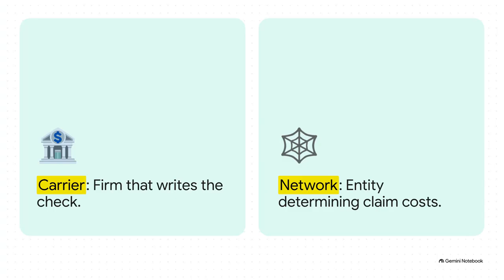Before we can even think about jumping into specific plan types, we really need to lay down a critical foundation. You absolutely have to understand the difference between the carrier and the network. Basically, the commercial insurance carrier is just the firm that actually writes the check to the provider. But here's the kicker. The carrier might not be the one deciding what that check is actually worth. You see, a lot of carriers participate in broader payer networks, and it's the network itself that dictates the final reimbursement costs for those claims.